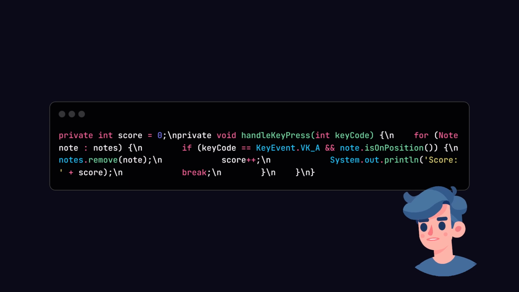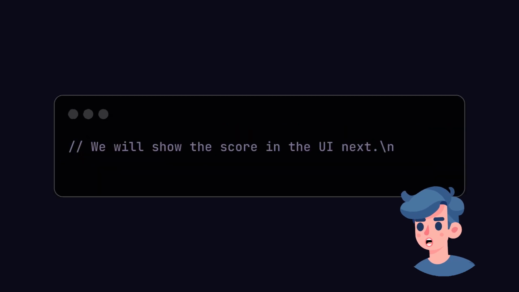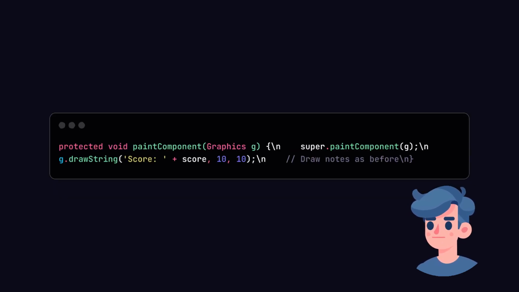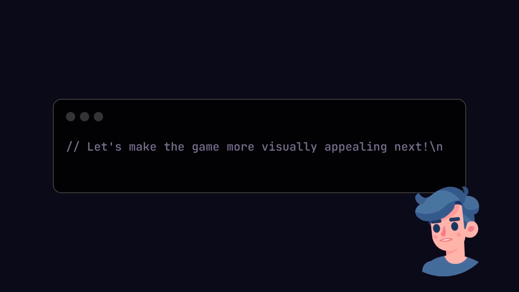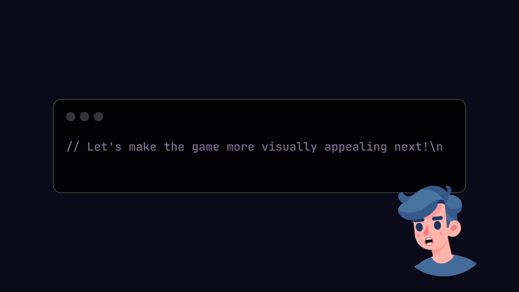Next, let's implement scoring. We'll need to maintain a score variable and increase it whenever a note is successfully hit. Just like that, we have our scoring mechanism in place. Each time a note is hit, the score increases and is printed to the console. Now, let's add the ability to display the score on the game panel. We can do this by overriding paintComponent again to draw the score. With this code, the score is displayed in the top left corner of the game window. As players hit the notes successfully, they'll see their score go up.